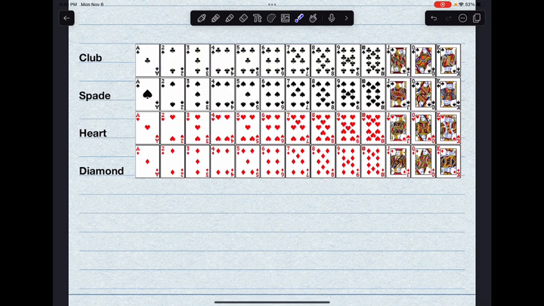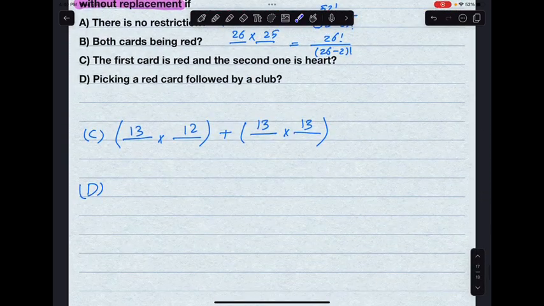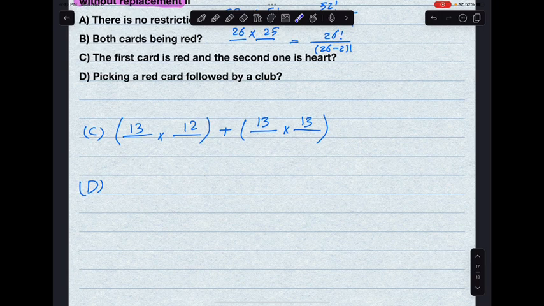So if the first one is going to be red, that means we have 26 choices, and no matter which one we choose from these red cards, for the second card we still have the 13 choices of the club. Okay, they're just in black. So here the answer is, for the first one we have 26 times 13 for the second one, which is the number of club cards we have.